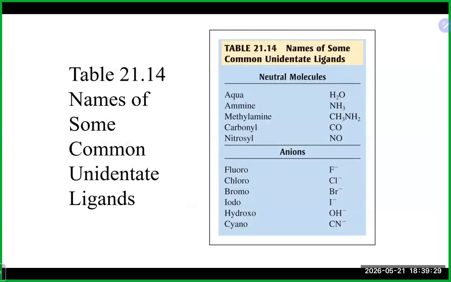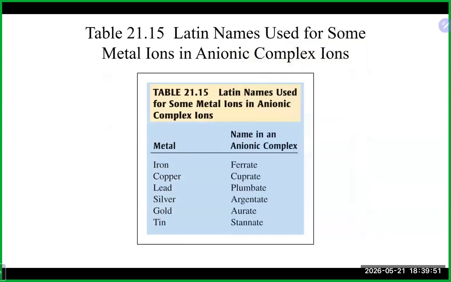As you can see there, water is aqua or aquo. Amine is the name for ammonia, and methylamine is the name in organic chemistry. Carbonyl. Our halogens are named very much like in organic chemistry: fluoro, chloro, bromo, iodo. Hydroxide is hydroxo. Cyanide is cyano. And here are some of those metal names. Again, these are the names we would use for the metal if your complex ion is negatively charged. So iron would be ferrate, cuprate, plumbate, argentate, aurate, stannate for tin.